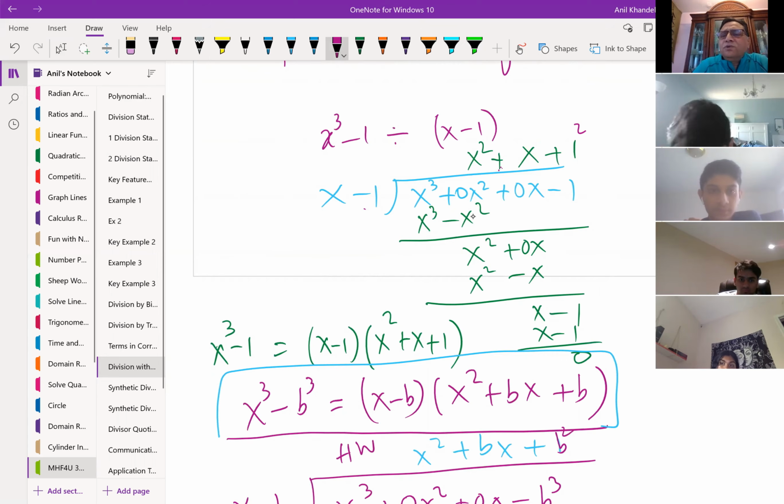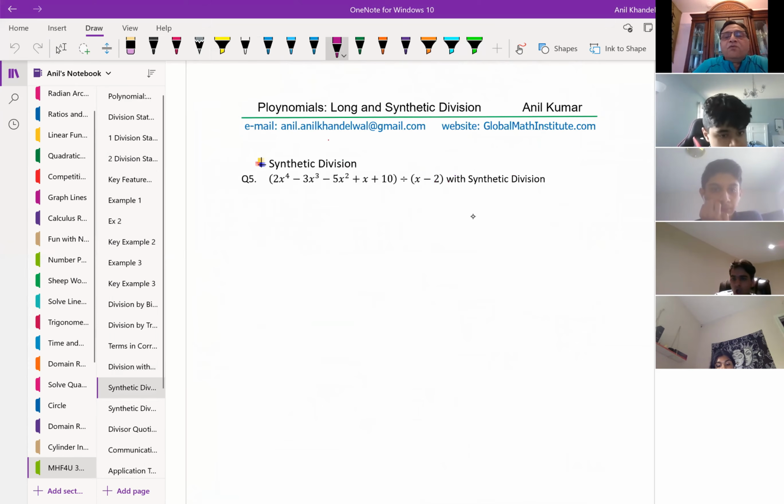Now, we could do this long division in a shorter form, and that is called synthetic division. So let me just show you what synthetic division is. We'll take up this example to teach you synthetic division. Let me do the long division first, and then we will see what the synthetic equivalent is. Is that okay? Short form is.